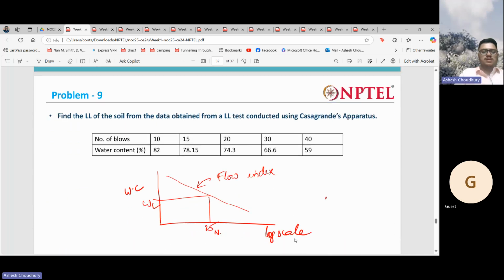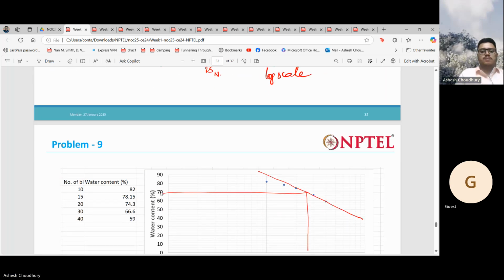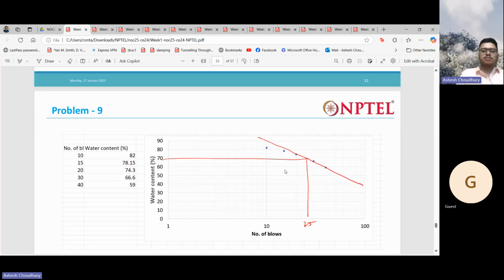Okay, so this was a problem related to the determination of liquid limit. You have the number of blows and water content, you plot it, then corresponding to 25 blows, whatever water content you get, that is nothing but your liquid limit. You have the points, you draw an approximate line, then corresponding to 25 blows, whatever water content you get is your liquid limit. And you see the graph is semi-log, right? Here you have a natural scale, and here you have a log scale.